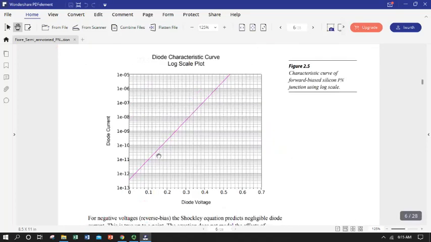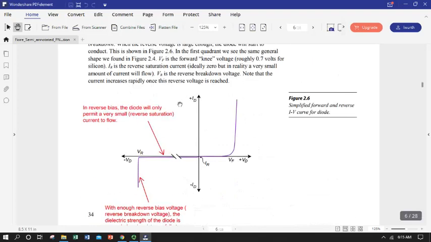So we can turn this into a straight line if we put it on a log-log plot, but that's less important than knowing where this point is. So let's look at the whole plot. Let's look at how this diode behaves in reverse and forward. So here's our applied voltage across the diode going from negative infinity to positive, so we can apply a negative voltage to it and put it in reverse bias.